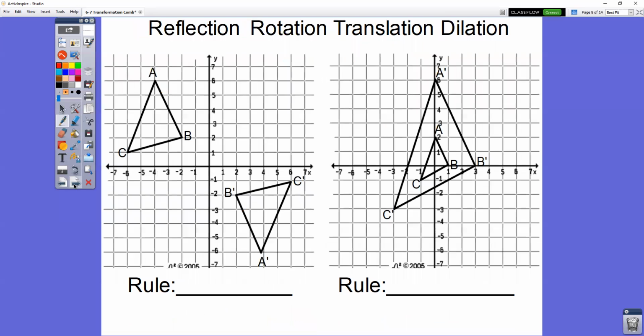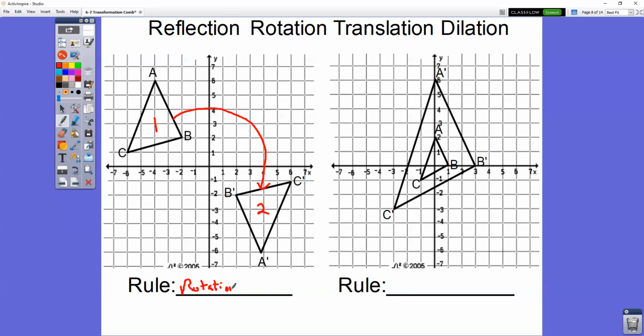Let's take a look at the next ones. So when we take a look at this one, we're going from this triangle to this triangle. So is it a reflection over X or Y? No, it's not. Is it being turned? Yes, it is. All right, this one is definitely being turned. Notice that we're moving 2 quadrants. So this is a rotation.